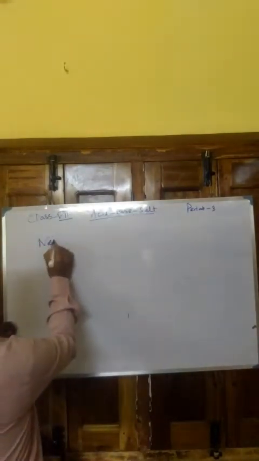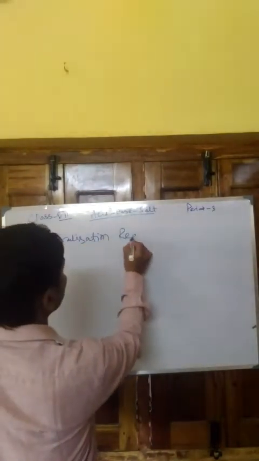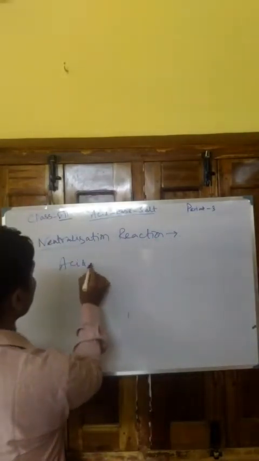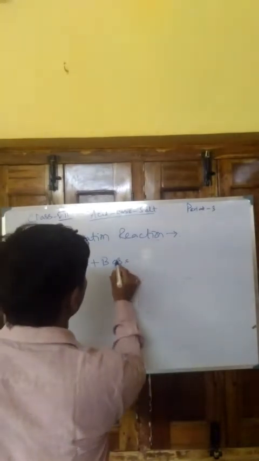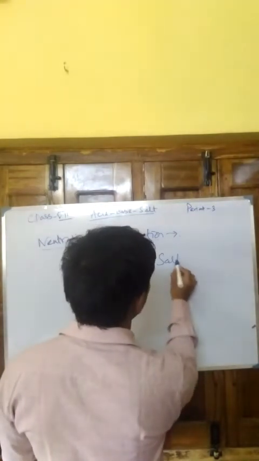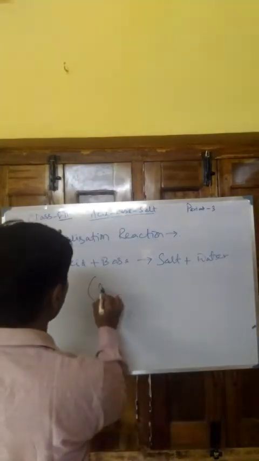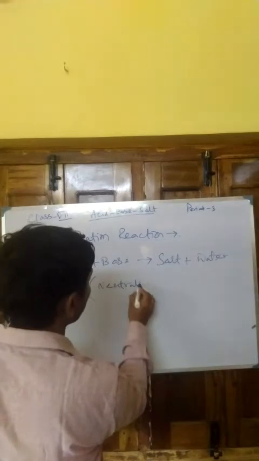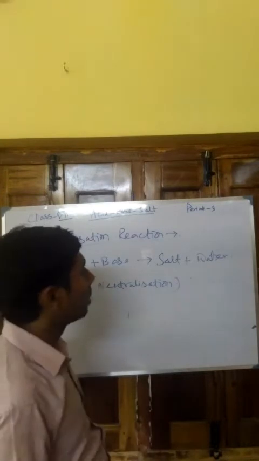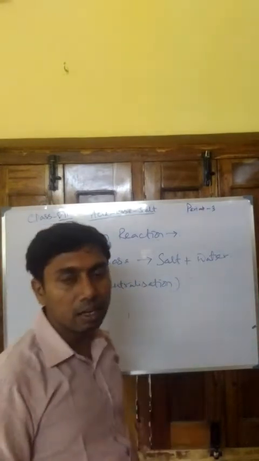So, neutralization reaction, that is acid plus base. We know what is an acid, what is a base. Now this gives salt plus water. Now this process comes under neutralization. Here the individual identity of acid and base are lost, and the salt formed has a different identity than that of the acid and base.